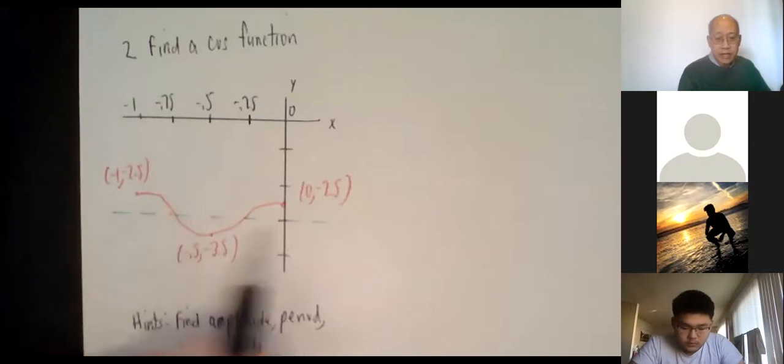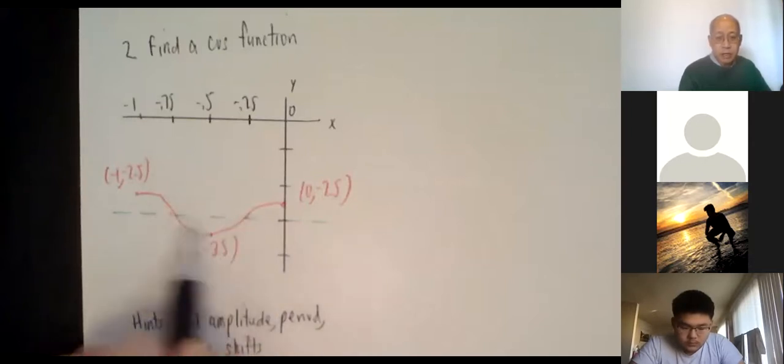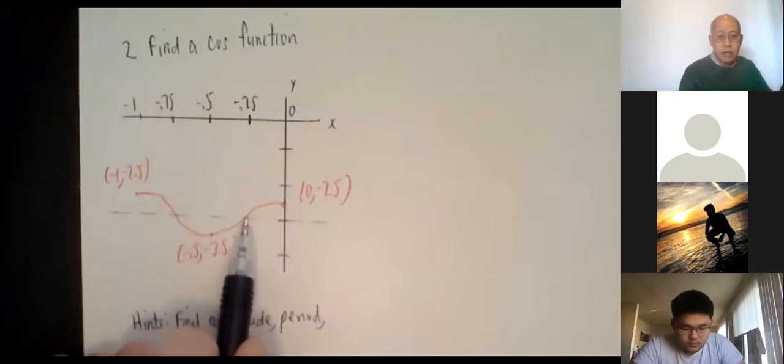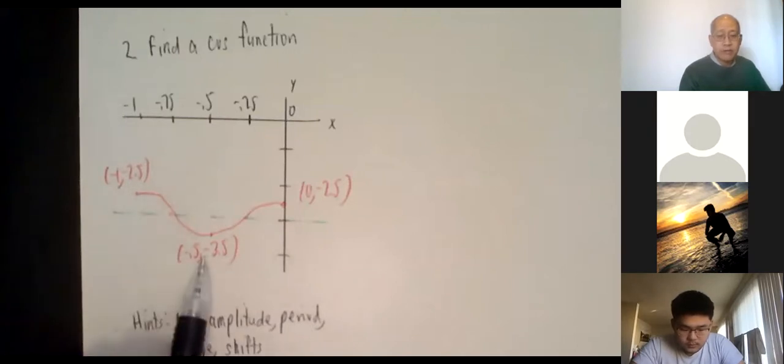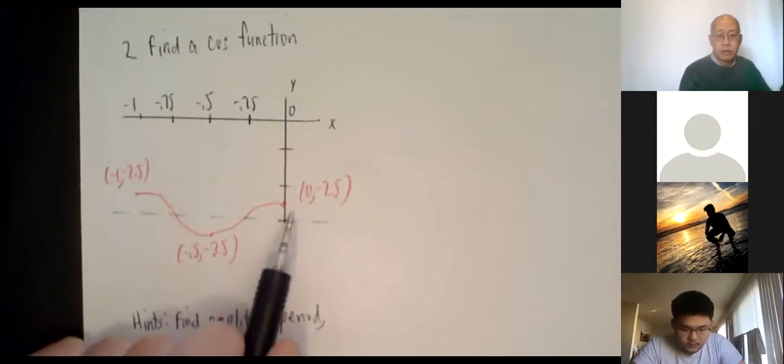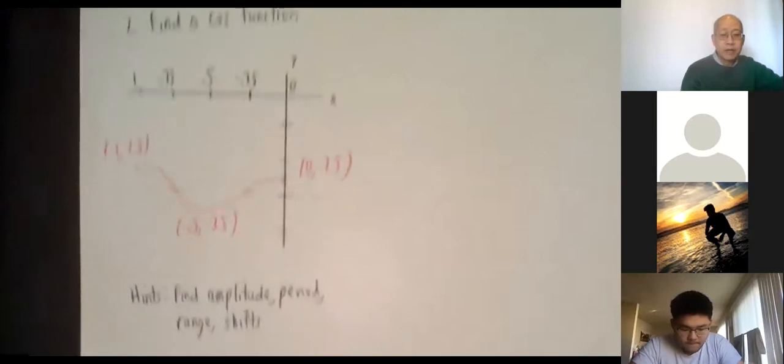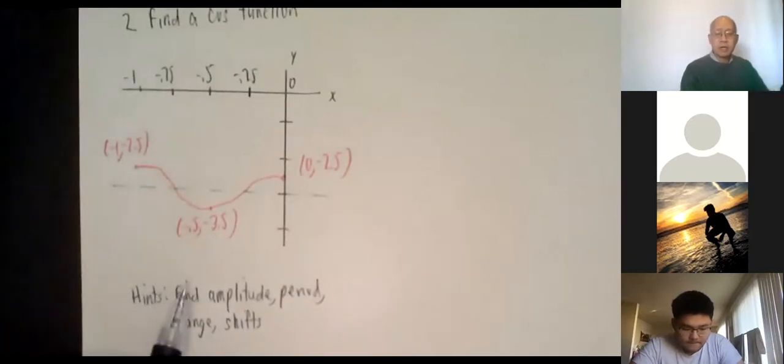And they've got this. So this looks like it's -3. The y coordinate is -3. 1/4 of the way and 3/4 of the way: -1, -2.5, -0.5, -3.5, 0 comma -2.5. And for hints, find the amplitude, period, range, and shifts.